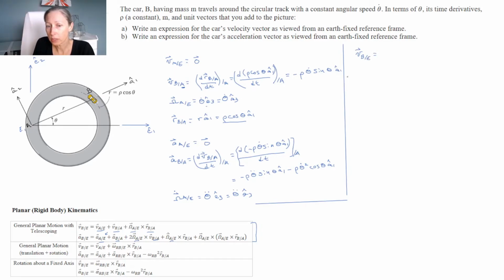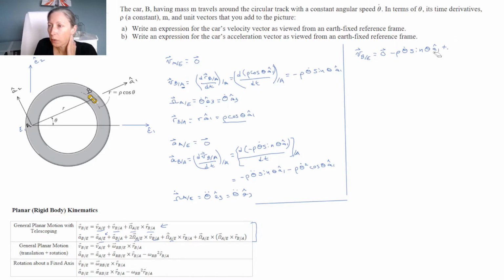And so I'm just going to plug in, because I don't need to change the subscripts in this case because we called the car B. So I'm just going to go ahead and plug in. So the velocity of B with respect to E, and I'm working here. The first term is the velocity of A with respect to E, and that is just the zero vector. The velocity of B with respect to A is negative rho theta dot sine theta A1, yes.